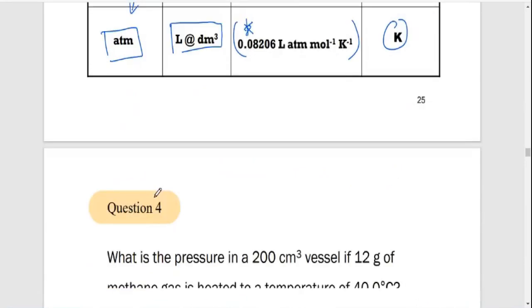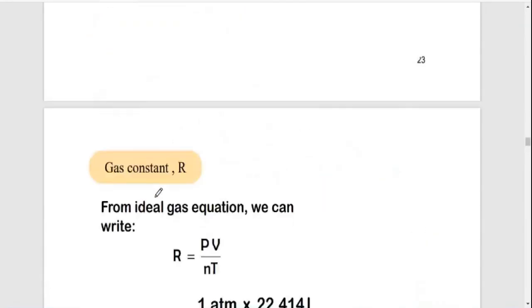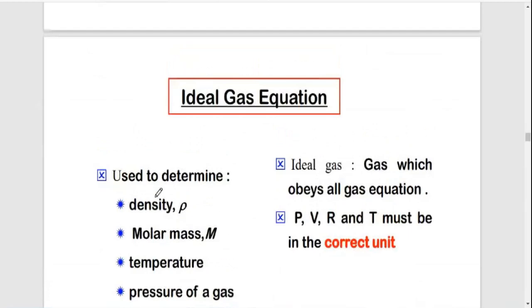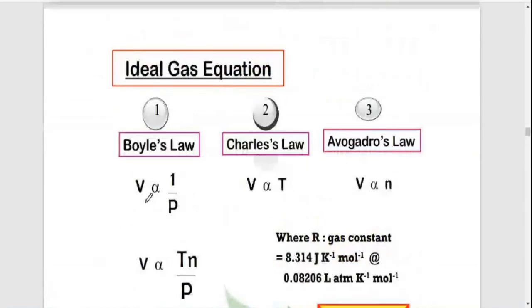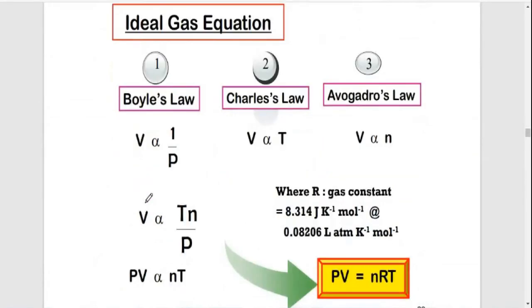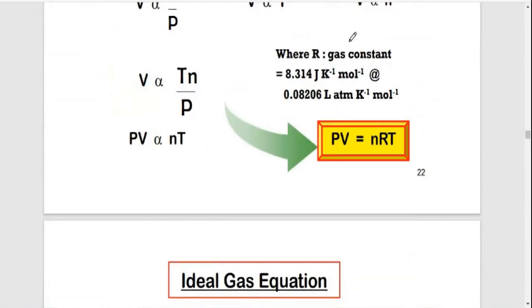How to convert? 101.325. You can check from the list of constants. The list of constants will give the R values, no worry, these two values will be given. But you have to be careful: the pressure must be in atm. If not in atm, convert to atm, because 101.325 kilopascal is equal to 1 atm. This one you have to check.